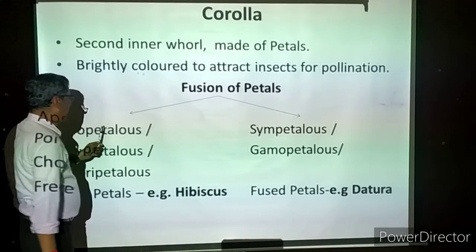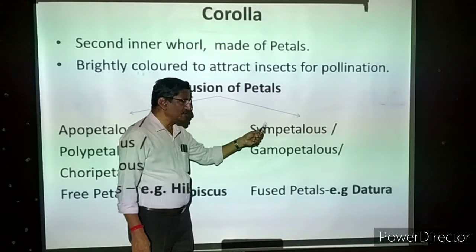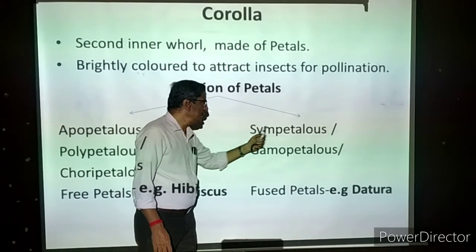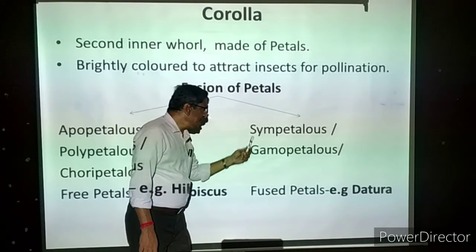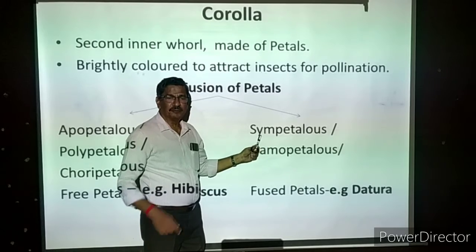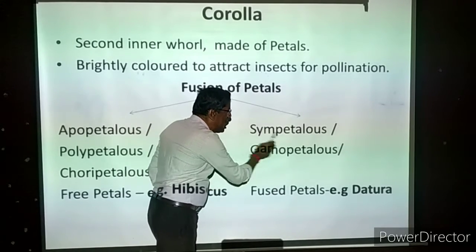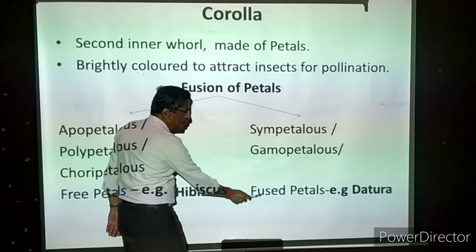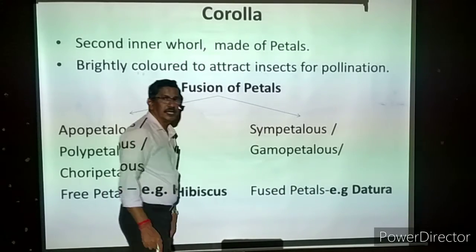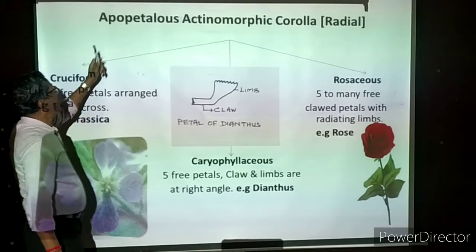That is apopetalous. The opposite of it is sympetalous. The same term we have studied: there symcephalous, but here sympetalous. The next term is gamopetalous. Sym means fused, gamo means fused. The petals are fused. So, fused petals. Example, datura.